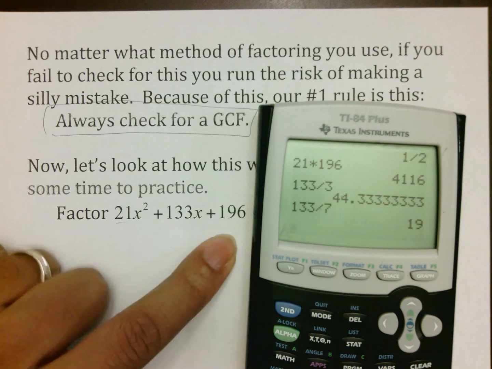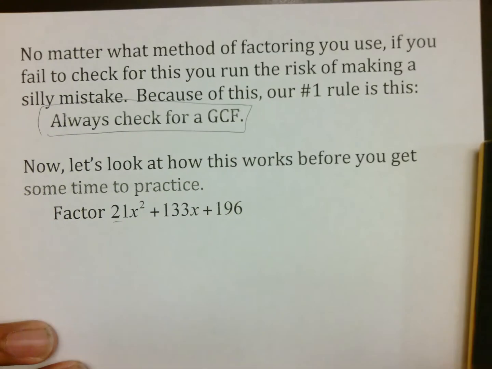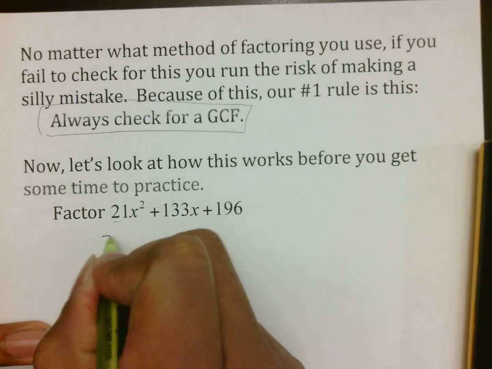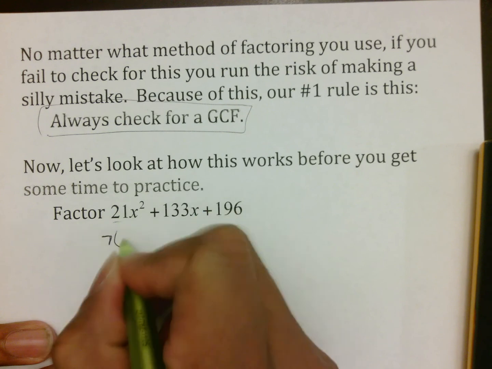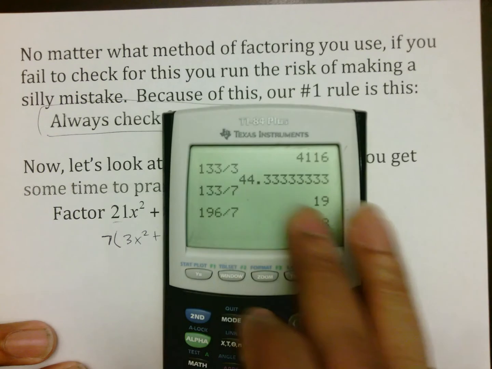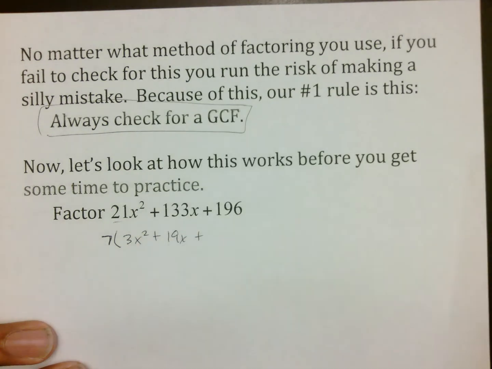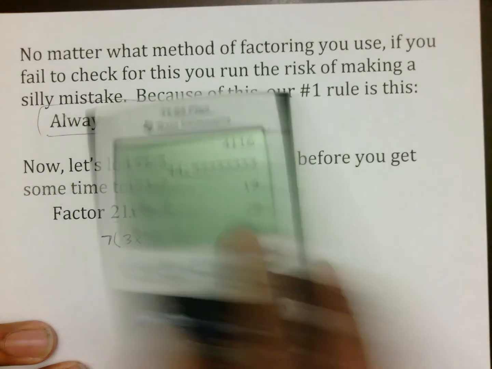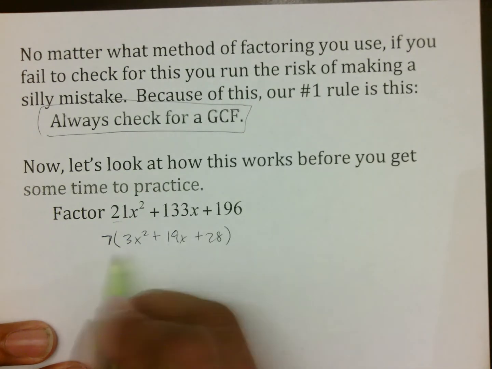It does. Let's see if 196 goes into 7, or 7 goes into 196, and it does. So what that means is that before I get started, I can actually take out a 7 and turn this into 21 divided by 7 is 3x squared. 133 divided by 7 was 19, so plus 19x. And then 196 divided by 7 turned into 28. And that makes it a much nicer problem to deal with.